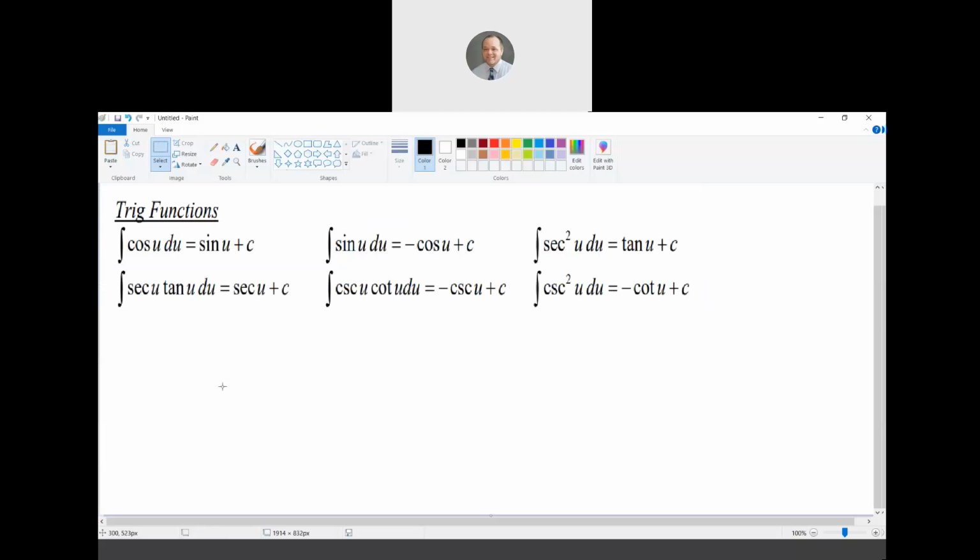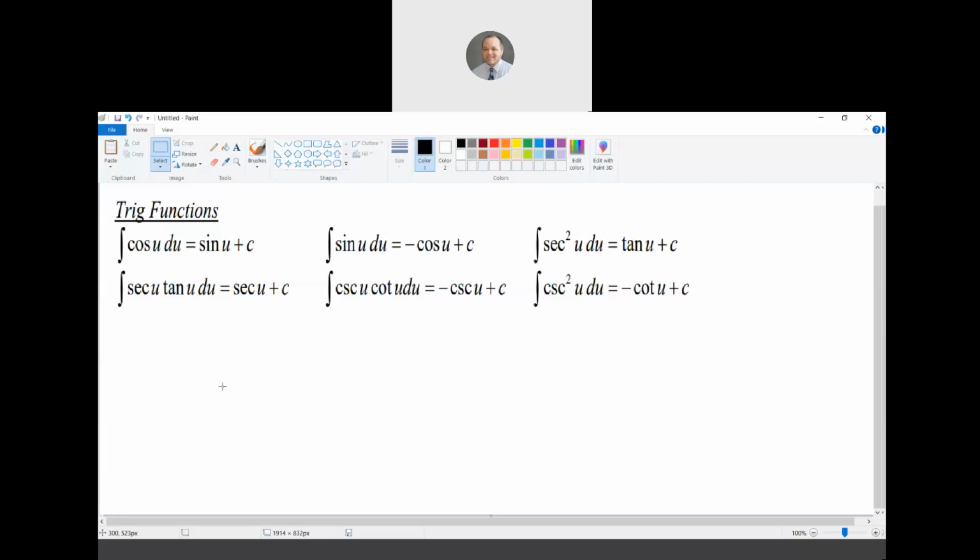All right, these are the trig functions, the integral or antiderivative of each one. Cosine's antiderivative is sine plus some constant c. The integral or antiderivative of sine is a negative cosine plus constant c. The integral or antiderivative of secant squared is actually tangent plus a constant. Excuse me. The integral of secant tangent is just secant plus a constant.